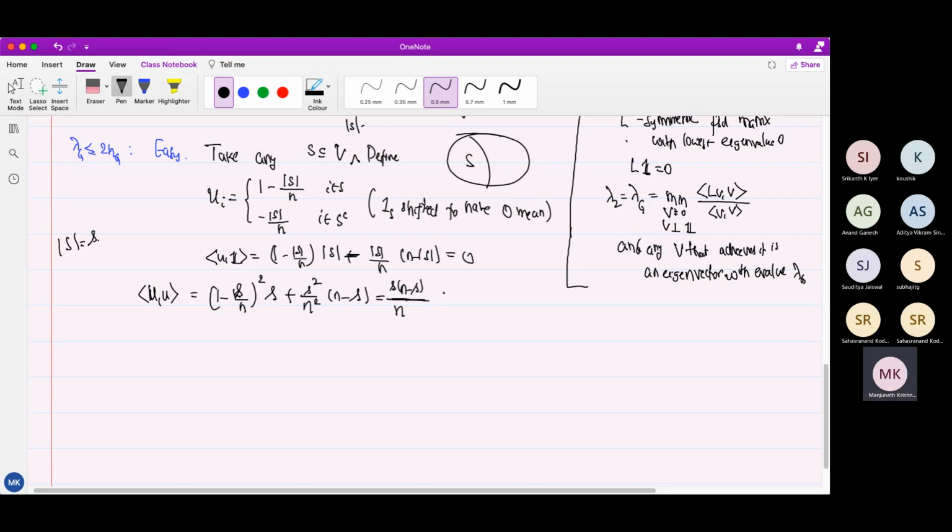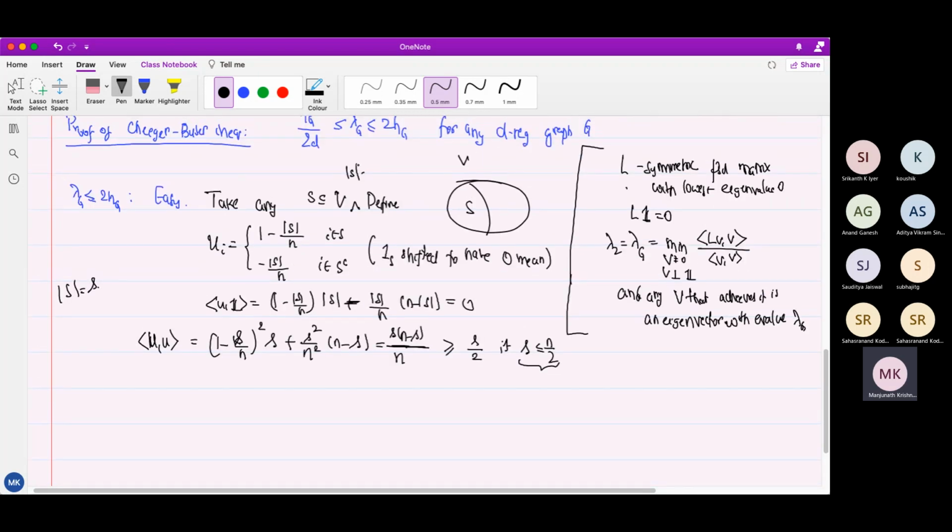Which, by the way, is greater than or equal to s by 2 if I take s less than or equal to n by 2. You take any s with |S| less than or equal to half of the size. So if s is less than or equal to n by 2, then n minus s is at least n by 2. So this is at least s by 2.